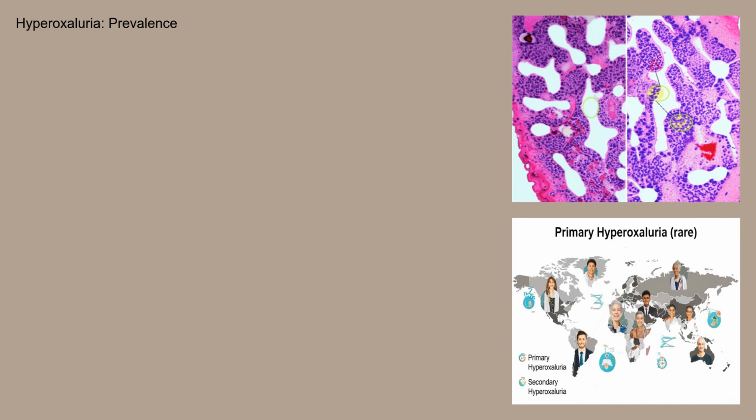Hyperoxaluria, particularly the primary form, is considered a rare disease. Primary hyperoxaluria affects an estimated 1 to 3 individuals per million worldwide. Secondary hyperoxaluria is more common, but its exact prevalence is hard to determine since it's linked to various underlying conditions. It is important to note that hyperoxaluria can occur in any population. However, certain genetic mutations causing primary hyperoxaluria may be more prevalent in specific geographic regions or ethnic groups.